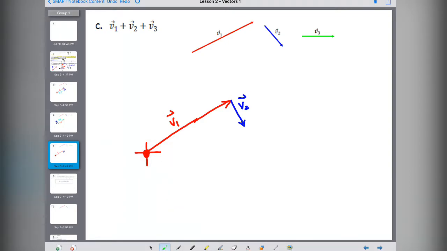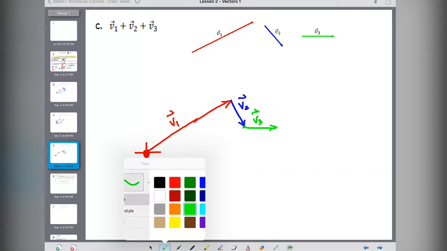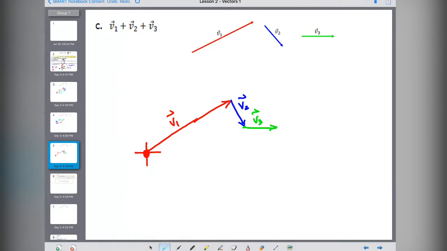So this is going to be a green vector. And this time, I am going to keep going from where I ended. And I draw my V3. So what's my final answer? What is the actual answer? It is starting point to ending point like this. So this vector is V1 plus V2 plus V3.